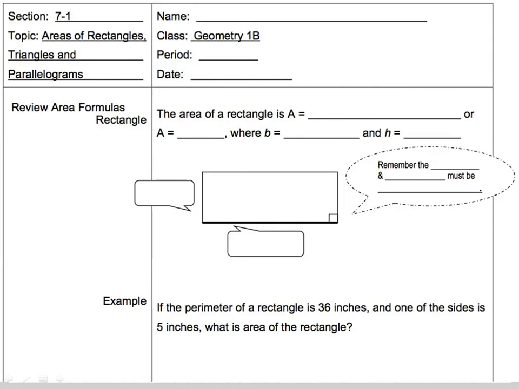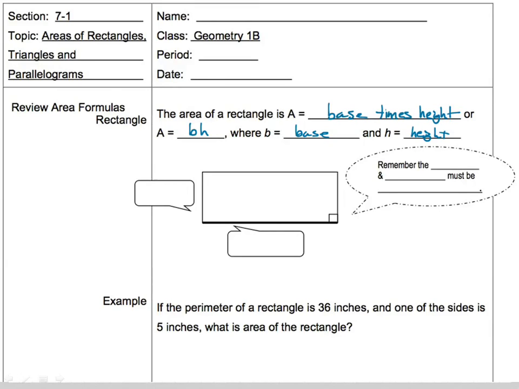The area of a rectangle is A equals base times height. Times isn't a good word, you should write multiply, but I'm writing times because it's smaller. Or you can say B times H, where B is the base and H is the height.